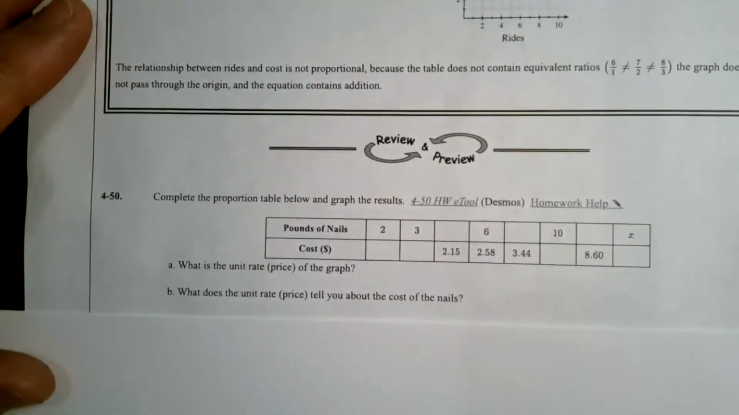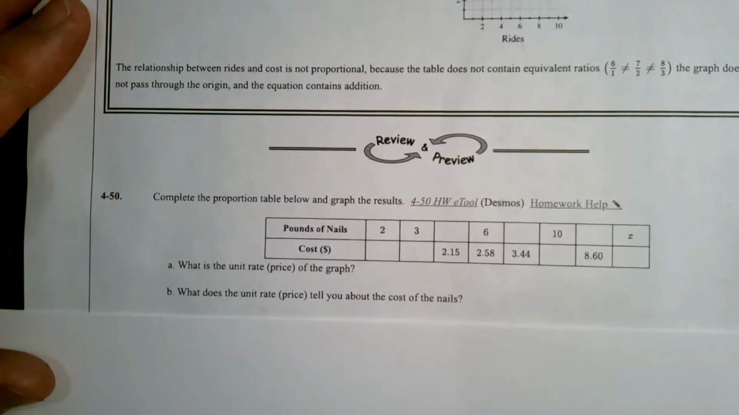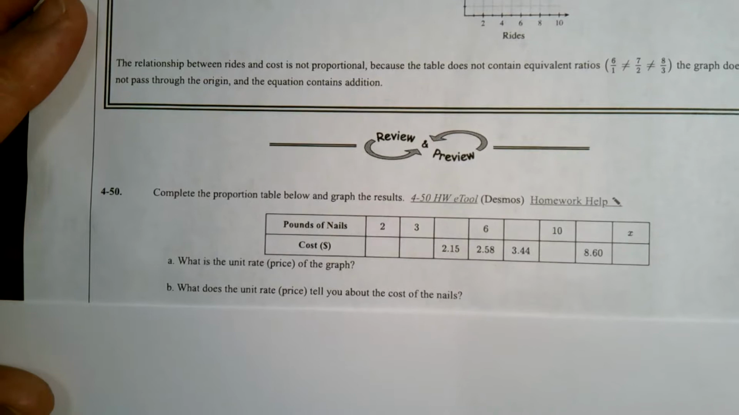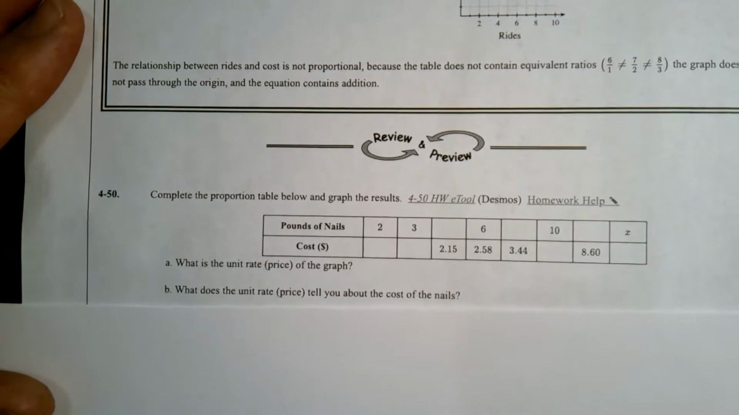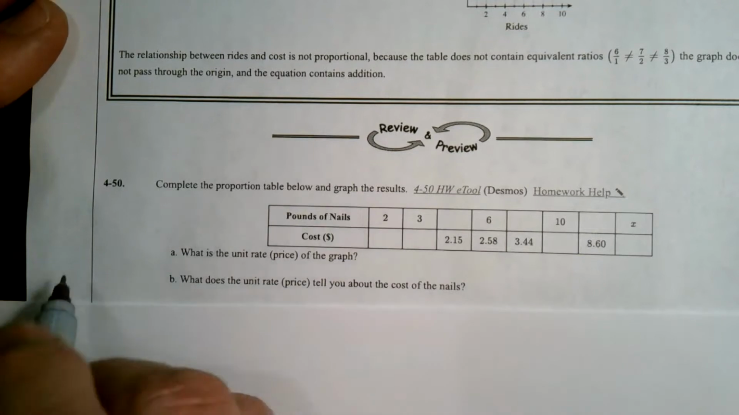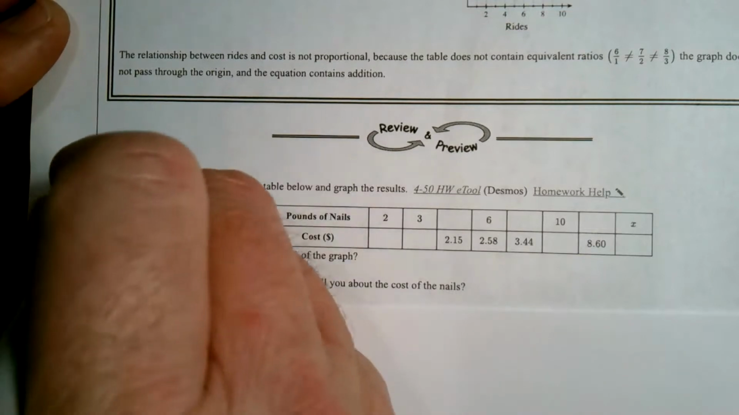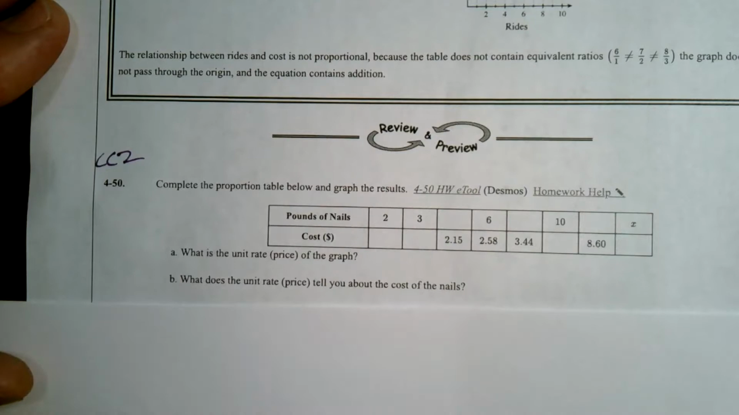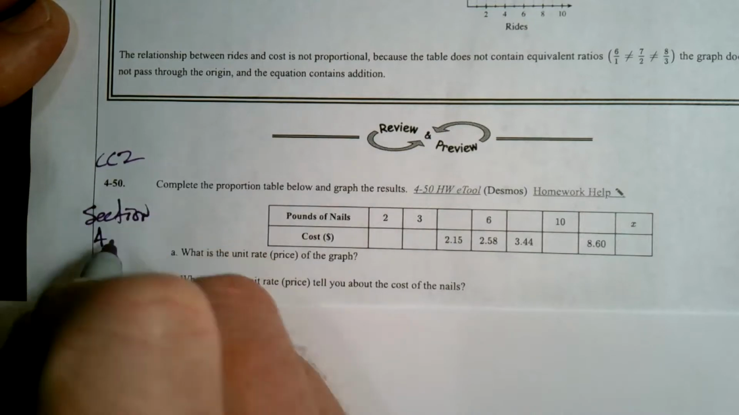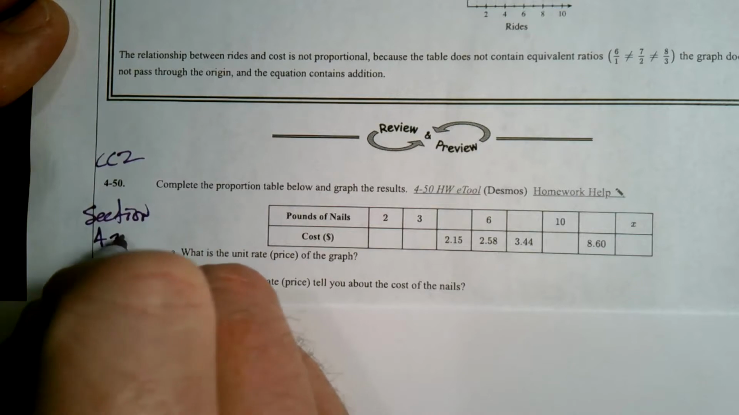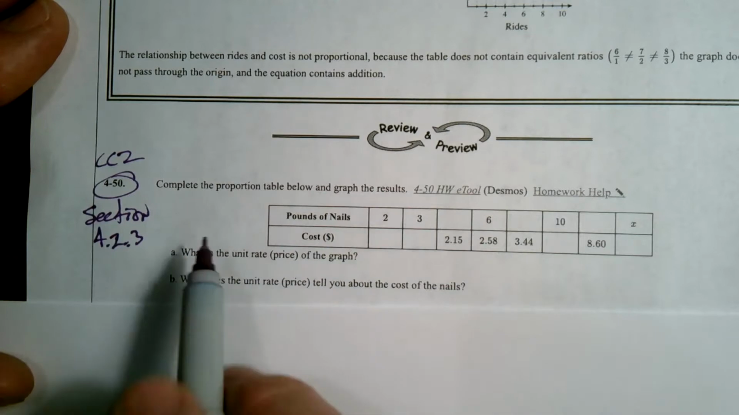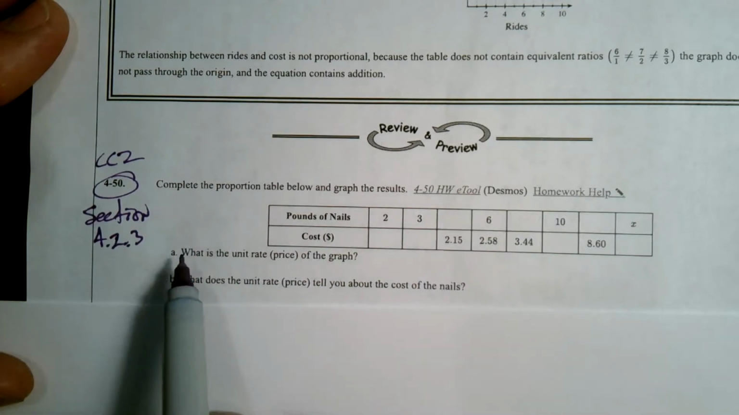We are looking at proportions as they relate to tables, graphs, and unit rates. So that's our topic for this video. Specifically, I'm going to use a problem from CPM, CC2, Course 2, Section 4.23, and number 4-50 is the one I'm looking at. So we'll read it together and then we'll come up with a solution.